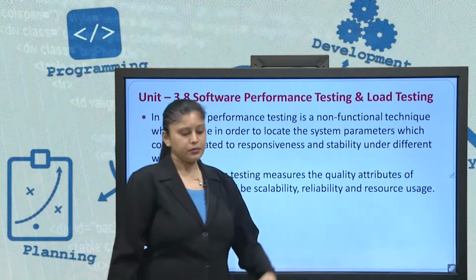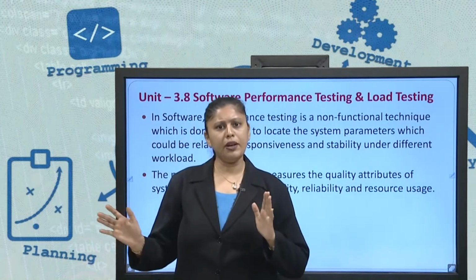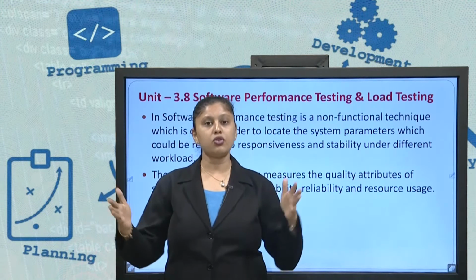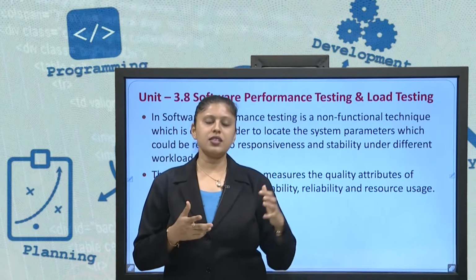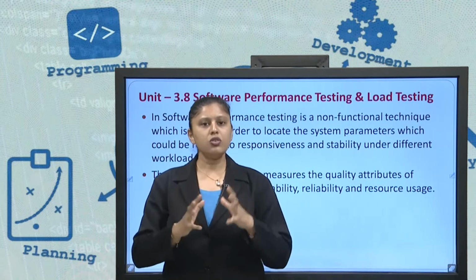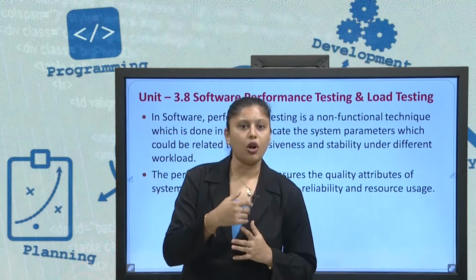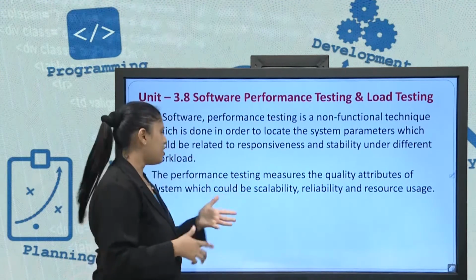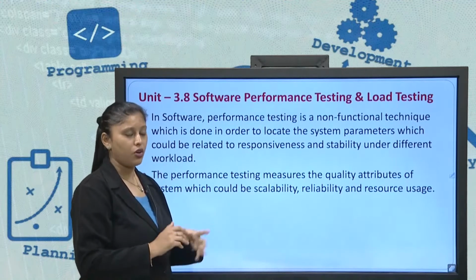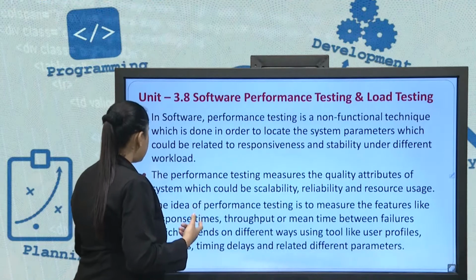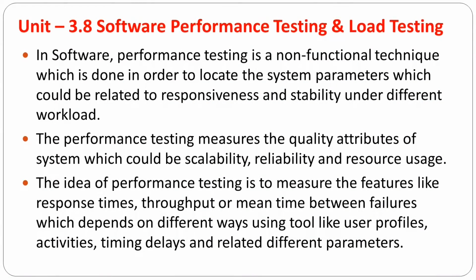And resource usage. If I have one or two people using it, my resources will be utilized less. But if I have lakhs and lakhs of people, my resources will be utilized more and more. Resources means the hardware resources and the network resources, all of whose usage will increase a lot. Then what about the performance? So on the basis of these three attributes, we measure the quality of my software product. The idea of performance testing is to measure features like response time.